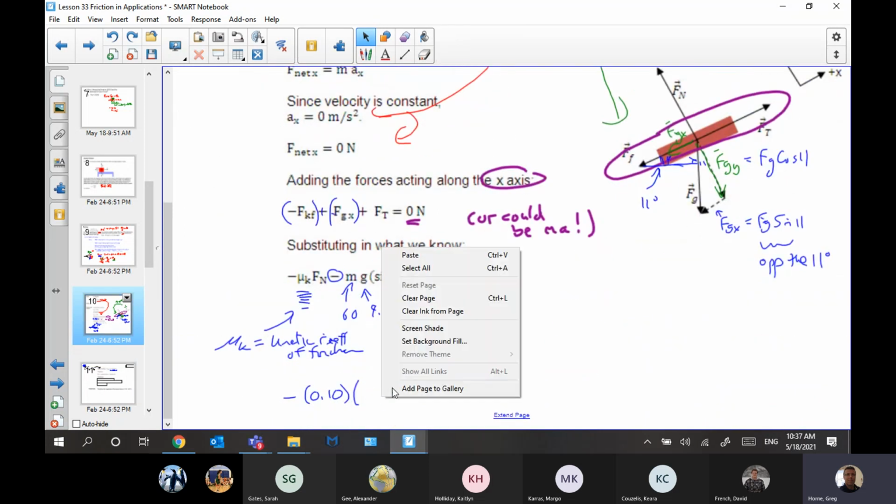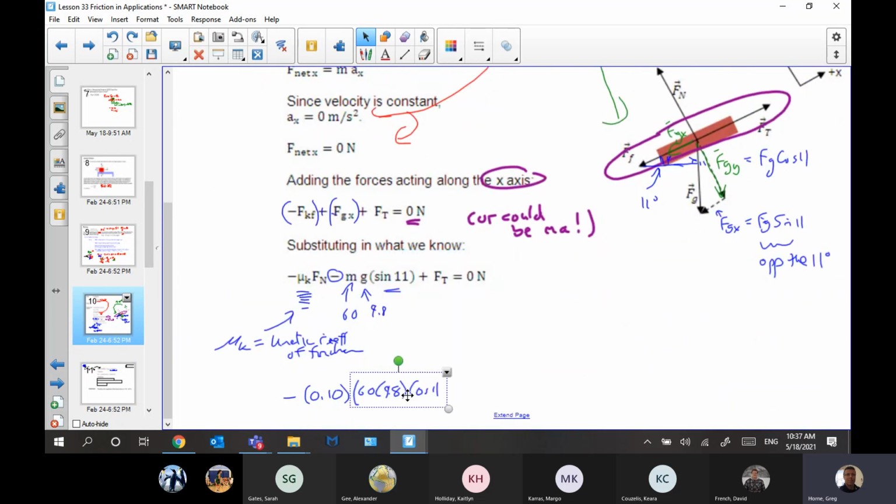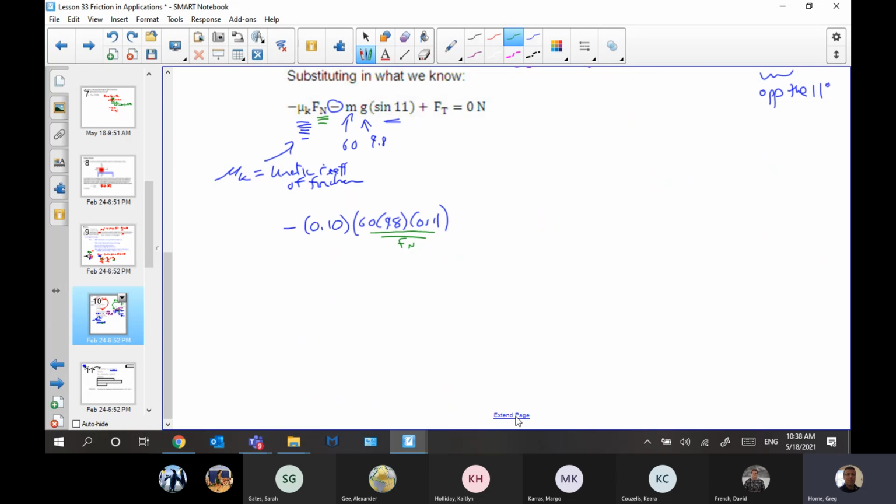I might as well just copy that while I'm here, save myself the pain of trying to write on this little screen, right? So there's your normal force. Let me just underline with green there so you can see that's Fn. And then we have minus the 60 times 9.8 sine 11 plus tension force equals 0, right? So basically at this stage, you can tell it's algebra, you're just going to solve for the tension force. Okay, so that's what they've done in that other slide.